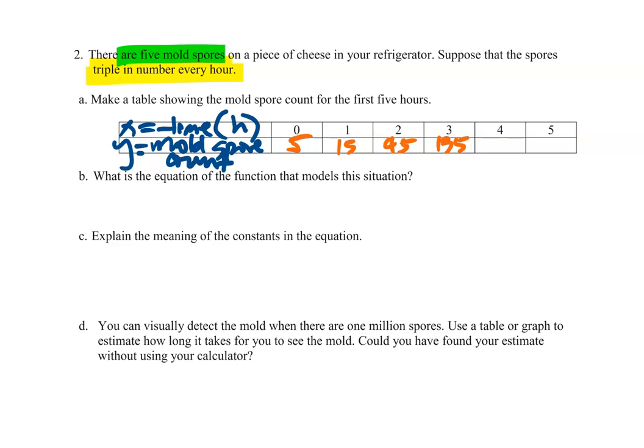And then you multiply this by 3, 405. Then when you multiply this by 3, it is 1215. Okay, it triples every hour. So now what's going to be the equation of the function that models this situation? This is going to be y equals, since we start at 5, 5 times, and it triples every hour, so that's going to be 3 raised to x.